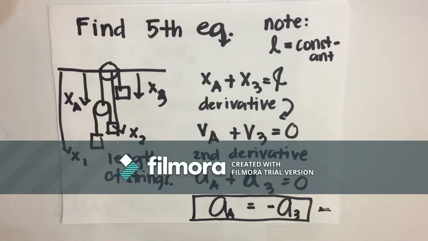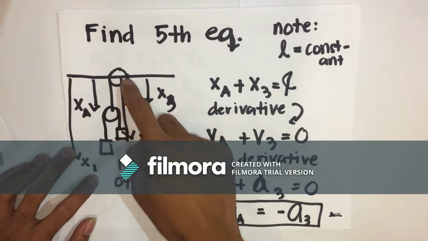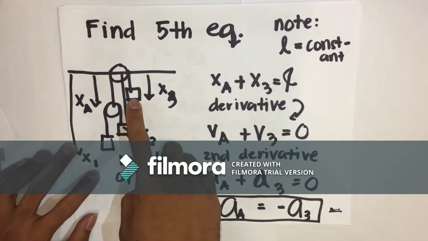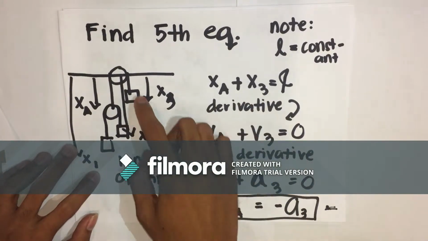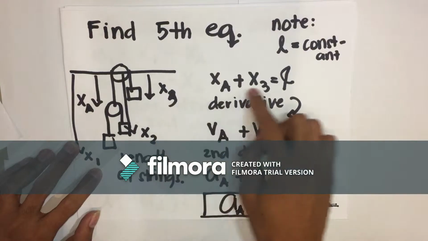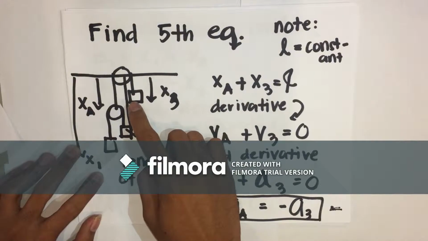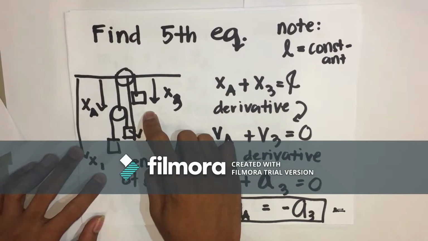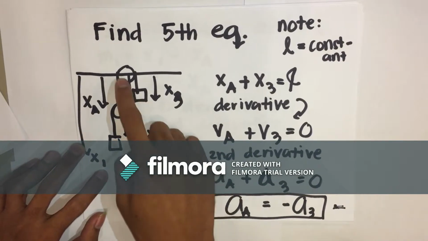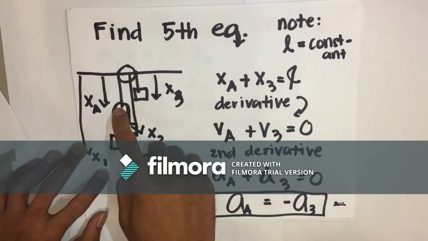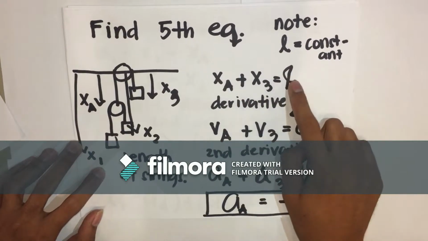Finding the fifth equation. In finding the fifth equation, we need to take note that the string attached from the third box to pulley A has a certain length. So therefore we can say that the length of the string from pulley B to the third box, plus the length of the string from pulley B to pulley A, which is XA, is equal to the length.